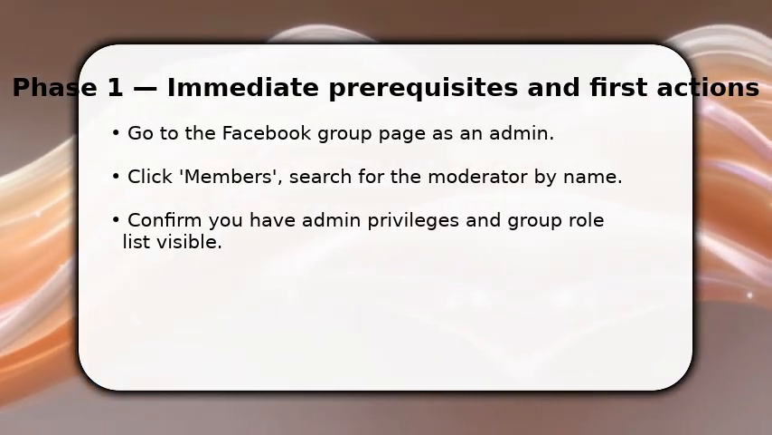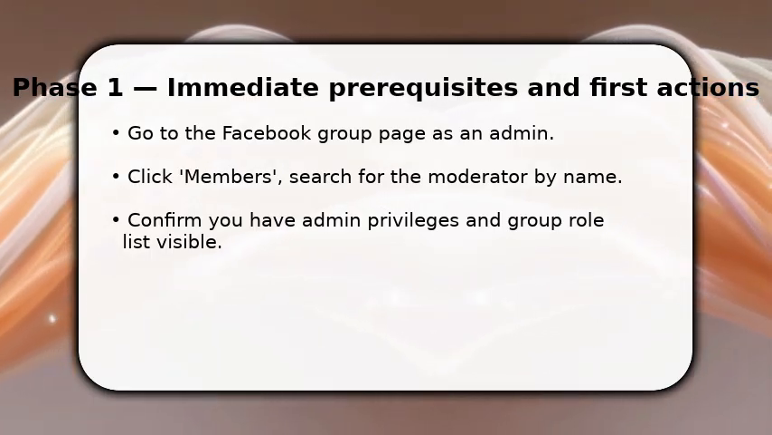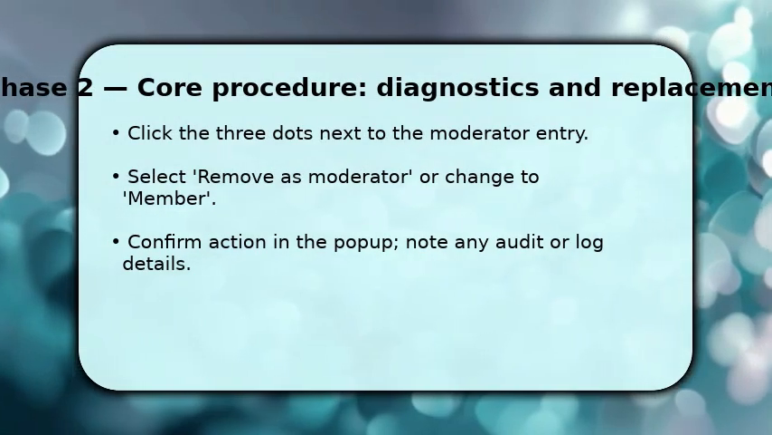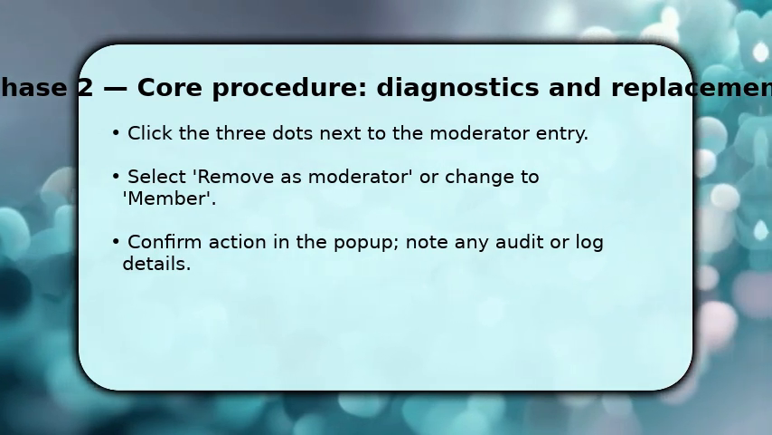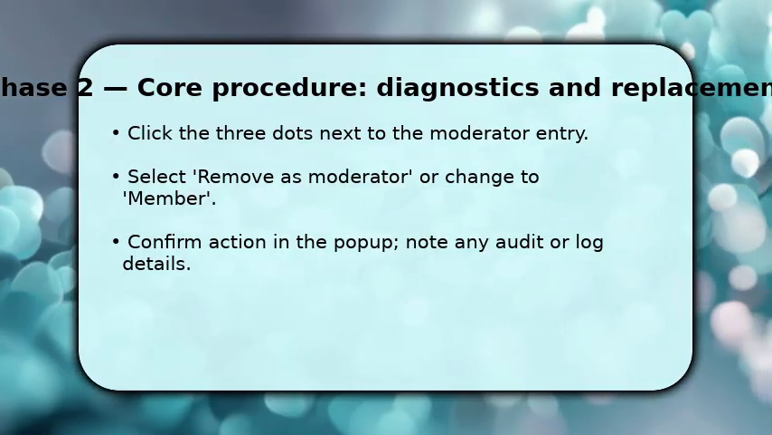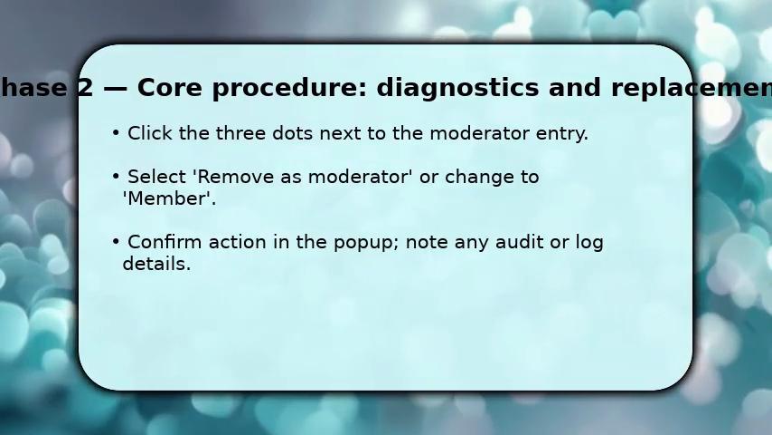While you're here, glance at any recent role changes or pinned admin notes so that you understand context before acting. Next, click the three dots beside the moderator's name and choose the Remove or Downgrade option. Facebook phrases vary, so look for Remove as Moderator or Change Role to Member. You do this to revoke moderator powers while keeping the account in the group if desired.